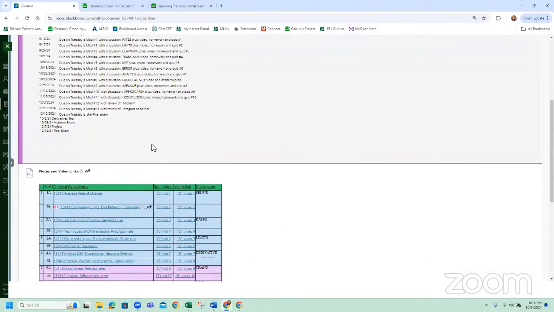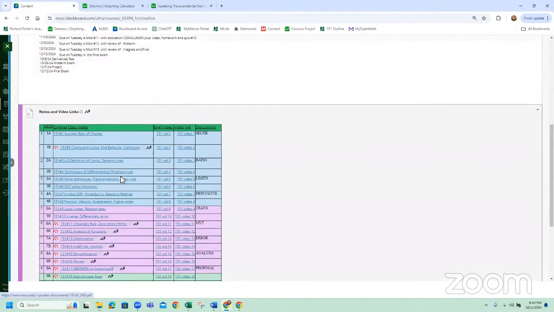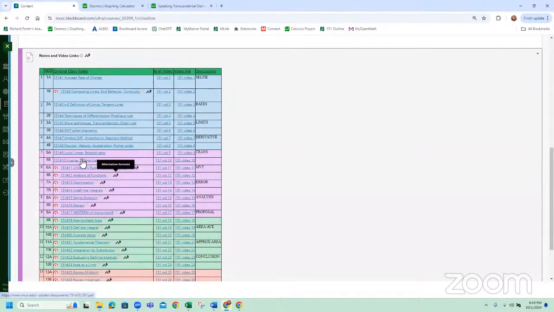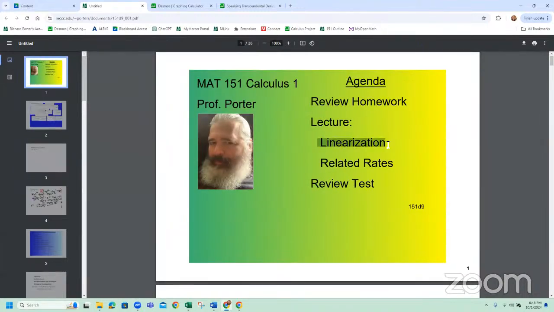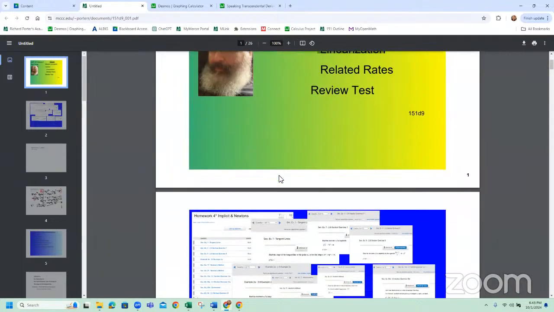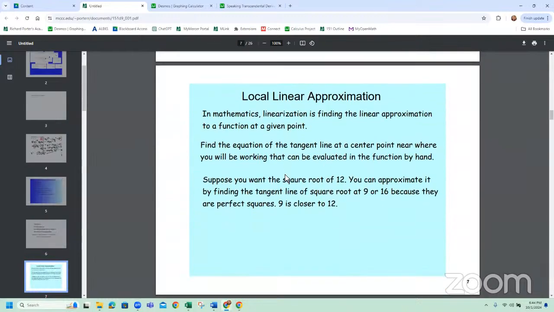Okay, so we did everything that was due today. You can still do the quiz till midnight. Okay, local linear and related rates. So what are they? Another word for local linear is linearization, because what you're doing is turning a function into a line. How are you turning a function into a line? Let me skip down to that part.